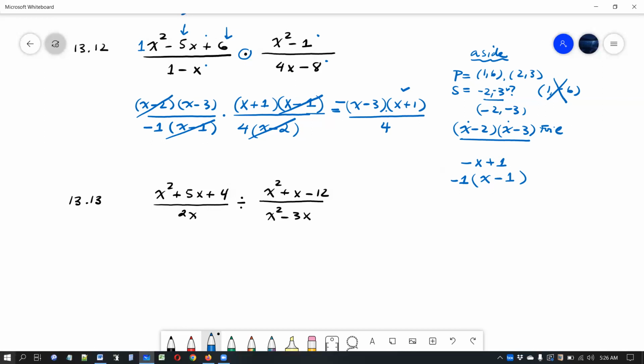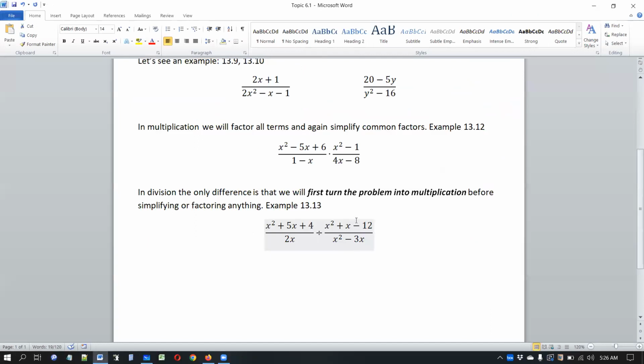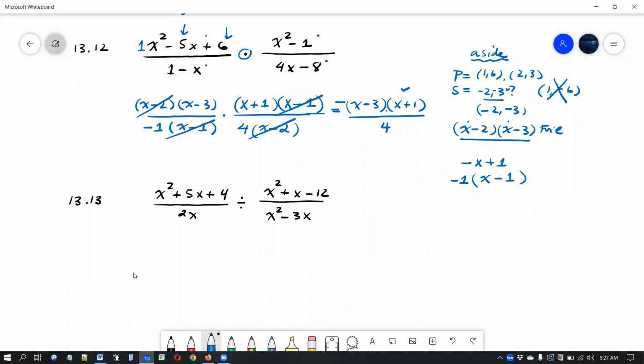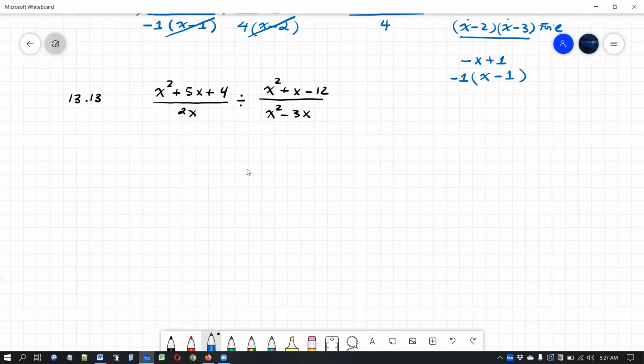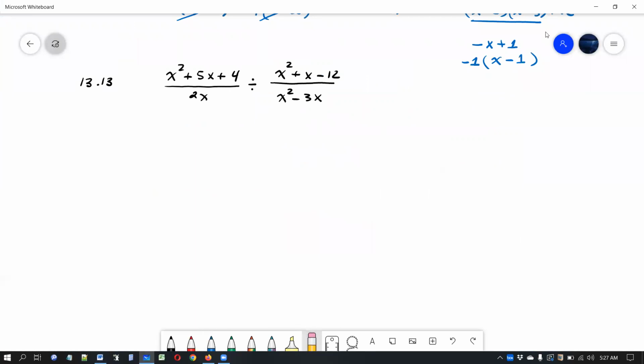Okay, now in the case of division, if you remember division of fractions, this is identically the same. Before you proceed with the operation, you are going to turn the problem into multiplication. And how do we do that? Well, I am going to show you how to do that in case you forgot how to divide fractions. But after we turn the problem into multiplication, everything becomes identically the same as before. Okay, so here is the problem. And I'm going to erase this part right here before we proceed.